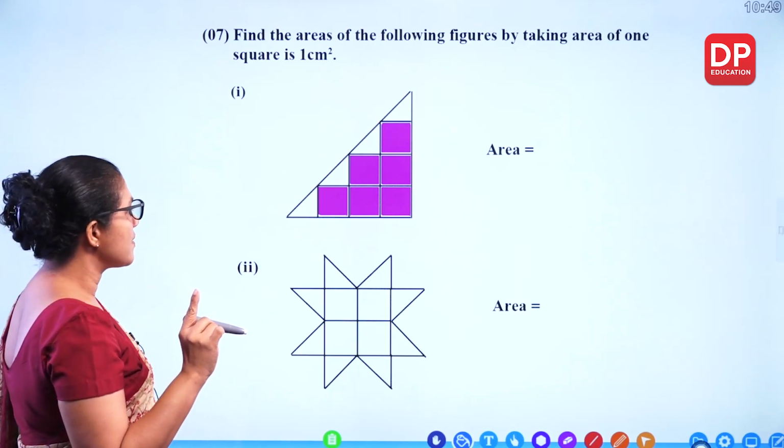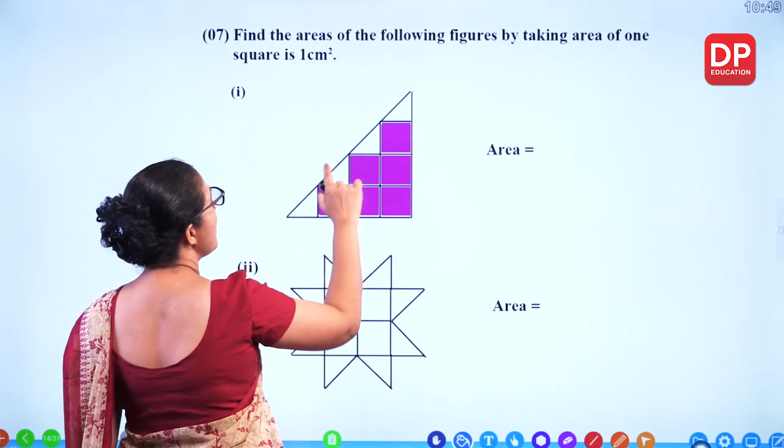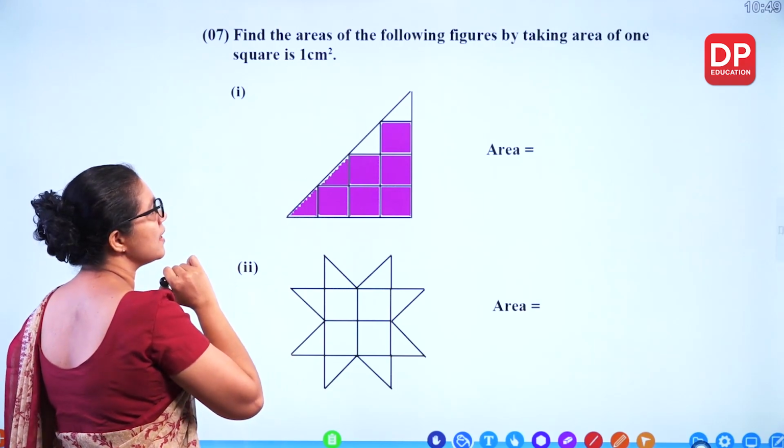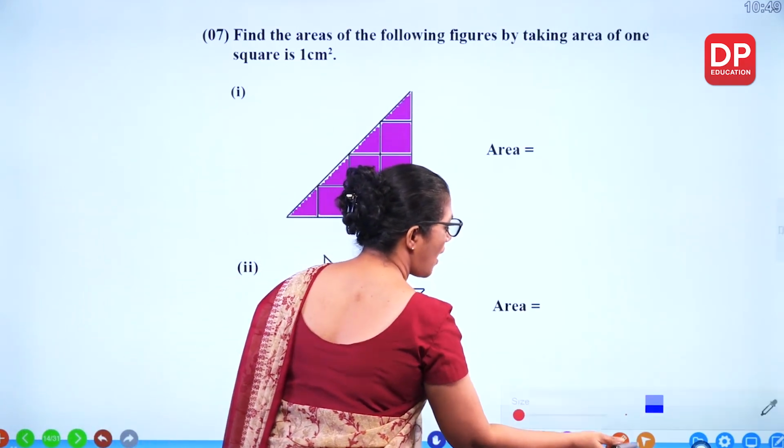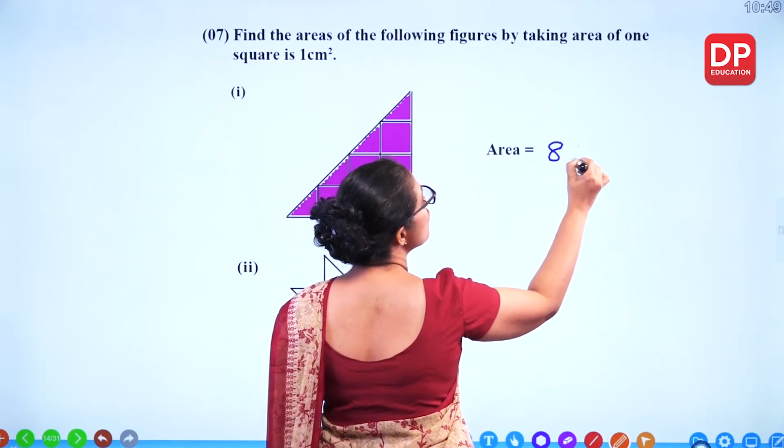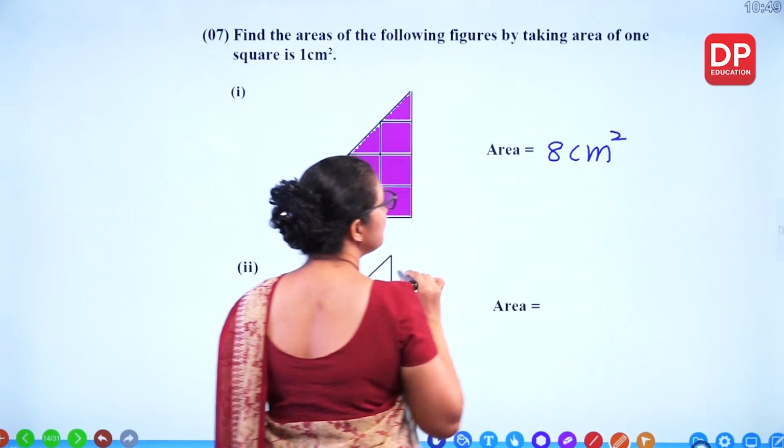1, 2, 3, 4, 5, 6. 6 full squares. Now see, half and half, I can say 7. And this half and half, 8. So I can say 8 square centimeters.